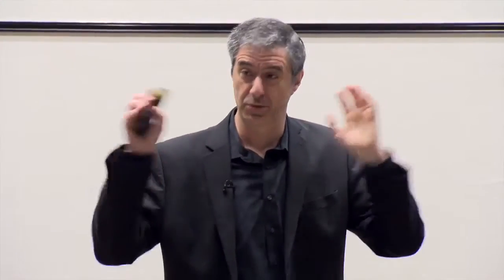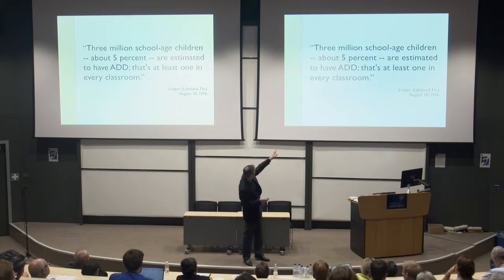They also use probabilistic arguments to try to explain how prevalent it is. Here is one that's been used for decades. About 5% of school-age children have ADHD, so that's one in every classroom. At least one in every classroom. That sounds reasonable if the classroom is about 25 kids and 5%, so yeah, there's at least one.